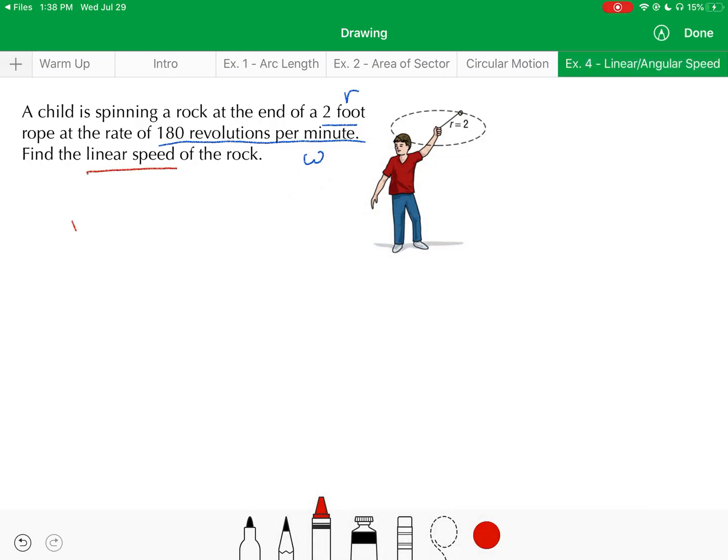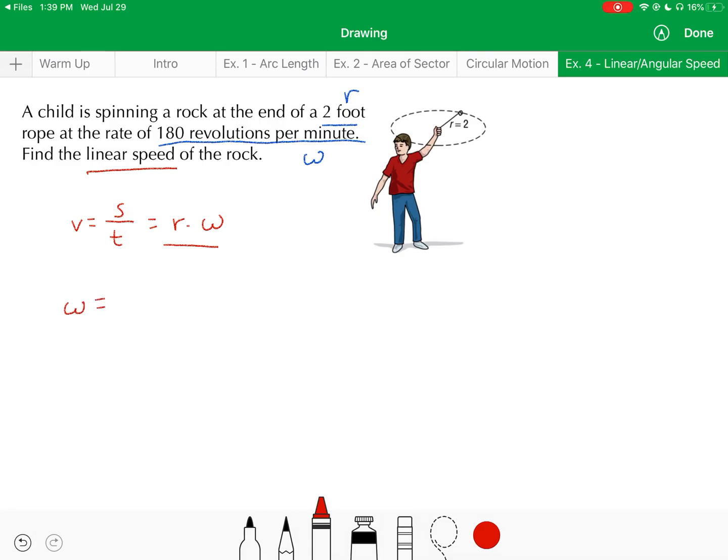Well, linear speed, we have two formulas we could utilize. We first define linear speed to be s over t, but then we also define it to be r times omega. So based on my givens, I'm going to use the second formula here. But there's one catch. I can't use it right away because my angular speed is in terms of revolutions per minute. I need it to be in terms of radians per minute first.